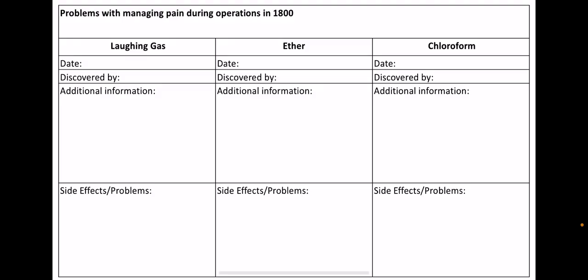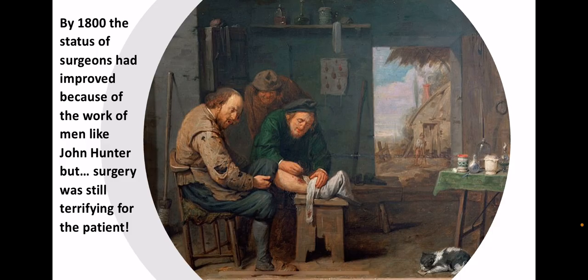You're going to need a version of this. You can either handwrite it, or you can use this PowerPoint as it is on class charts. It's up to you how you do it, but you're going to make notes of these things as we go through the information on the next few slides. So you're thinking about the problems with managing pain during operations in 1800. Some of the ways that they managed pain were through these three things: laughing gas, ether and chloroform.